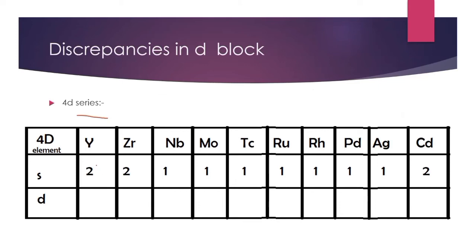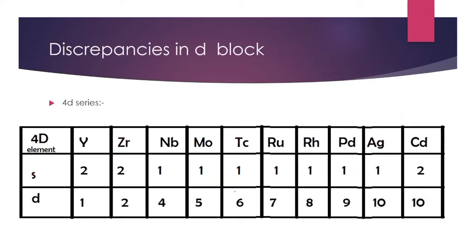Okay, now write the 4D series like this. I told you, first 2 elements have 2 electrons, and then the last element has 2 electrons in the s orbital, and the rest all have 1 1. Then fill up the d orbital, not 1 2 3 4 but 1 2 4 5 6, in this way, because here would be 3, then here would be 2.